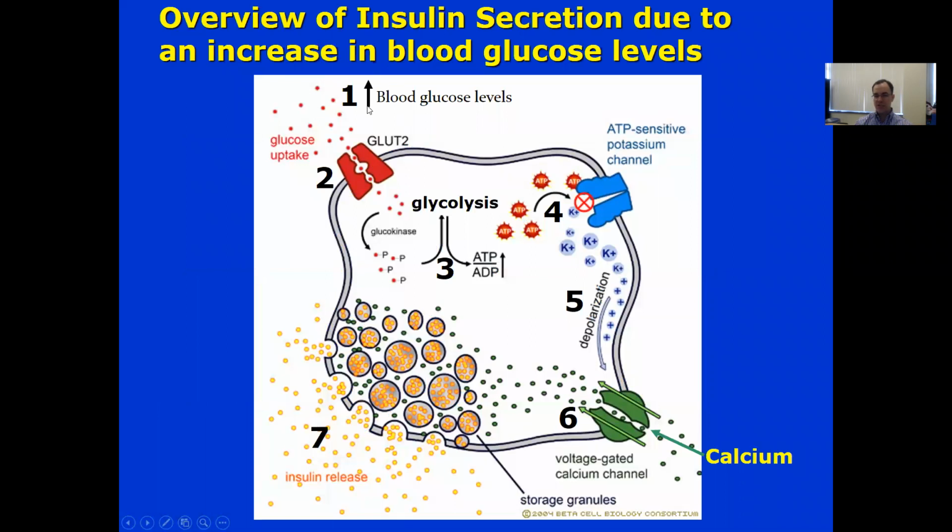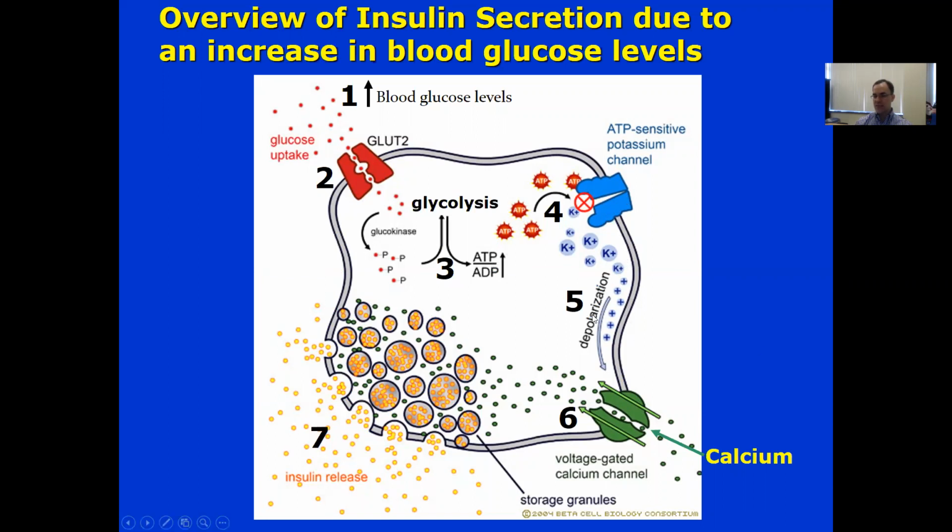Well, you would have a decrease in blood sugar levels that would cause the GLUT2 transporter to close, preventing glucose from entering. As a result, there would be no glucose to undergo glycolysis to make ATP. So therefore, you would have a decrease in ATP levels. This reduction in ATP in the beta cell would cause the ATP-sensitive potassium channels to open. They would stay open, allowing potassium to escape. Potassium then would not build up, and you would not have a depolarization of the cell membrane. It would remain at minus 60 millivolts.